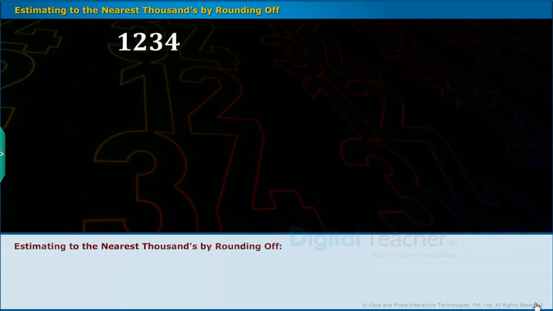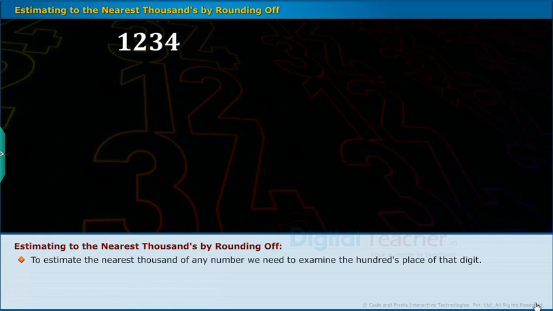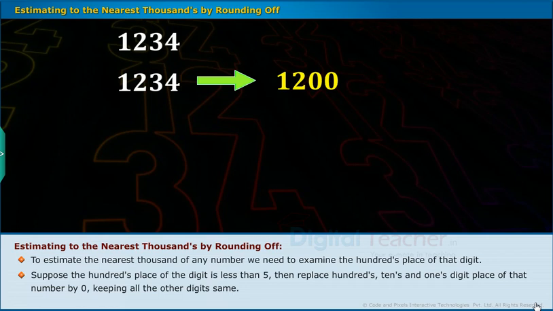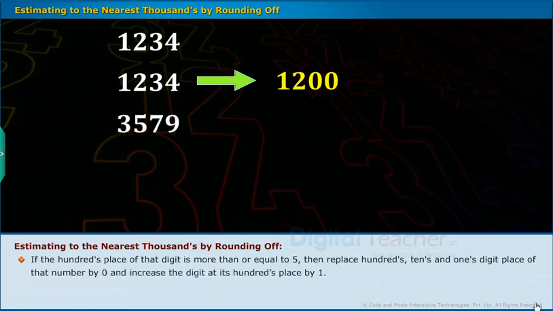Here let us estimate the numbers to their nearest thousands. To estimate the nearest thousand of any number, we need to examine the hundreds place of the digit. Suppose the hundreds place of the digit is less than 5, then replace the hundreds, tens and ones digit place of that number by 0, keeping all the other digits the same. If the hundreds place of the digit is more than or equal to 5, then replace the hundreds, tens and ones digit place of that number by 0 and increase the digit at its thousands place by 1.